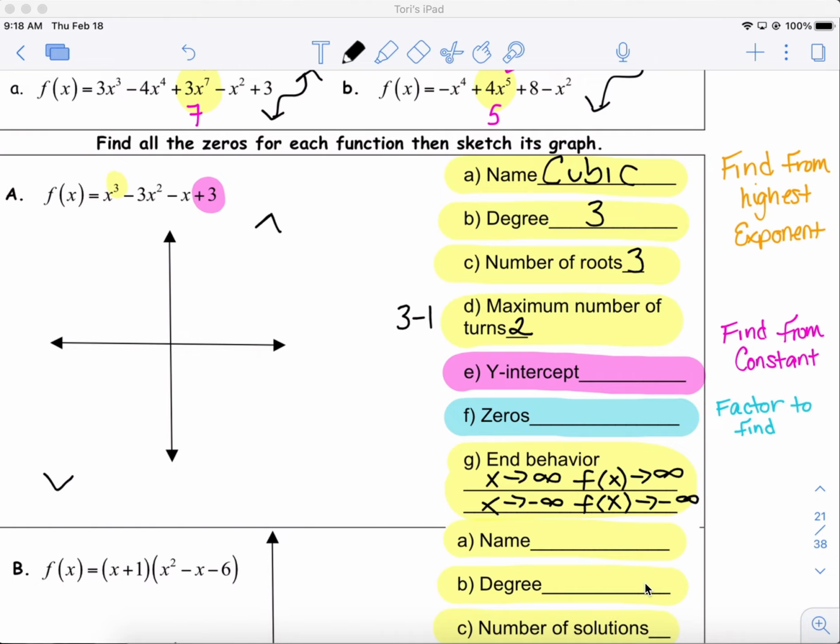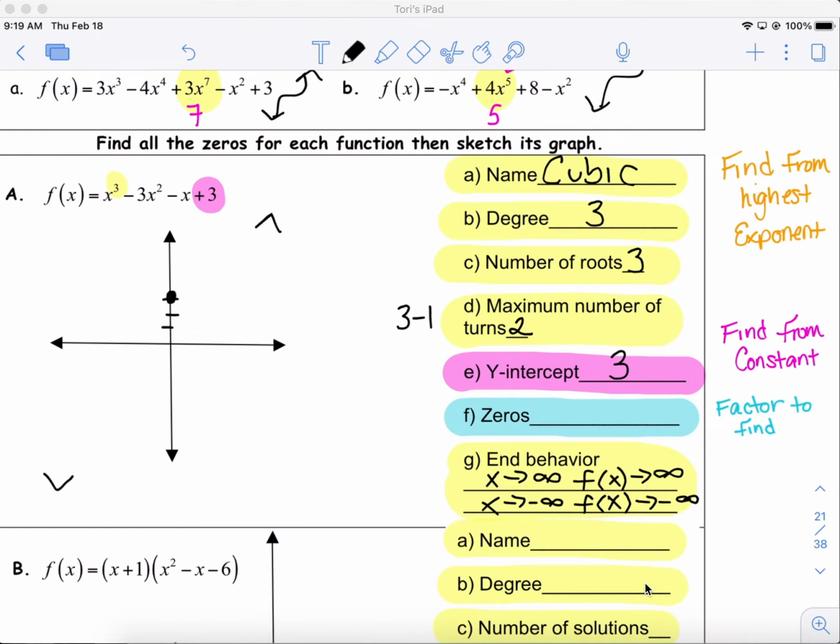Okay. All right. Y-intercept is going to come from that constant out at the end. My y-intercept is going to be 3. I could go ahead and put a little 3 on here. 1, 2, 3. But everything else that I'm getting as far as where my graph is going to curve is going to come from the zeros.